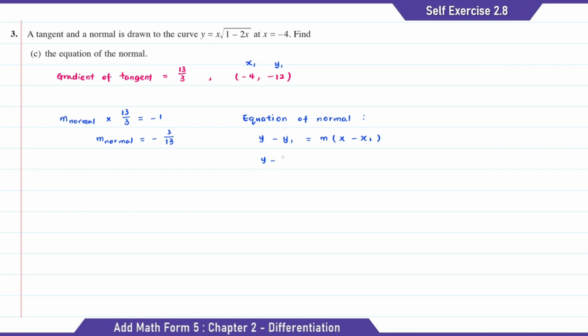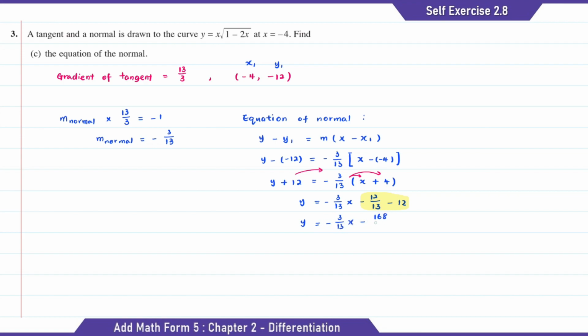Then the equations will be y minus negative 12 equal to negative 3 over 13, x minus negative 4. This will be y plus 12 equal to negative 3 over 13, x plus 4. Then y equal to negative 3 over 13x minus 12 over 13 minus 12. This is equal to y equal to negative 3 over 13x minus 168 over 13.